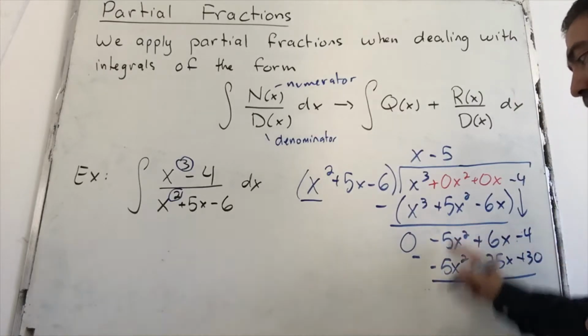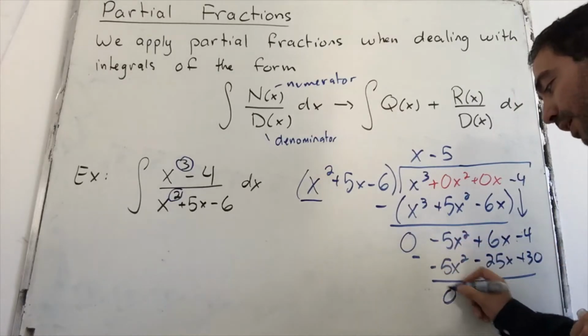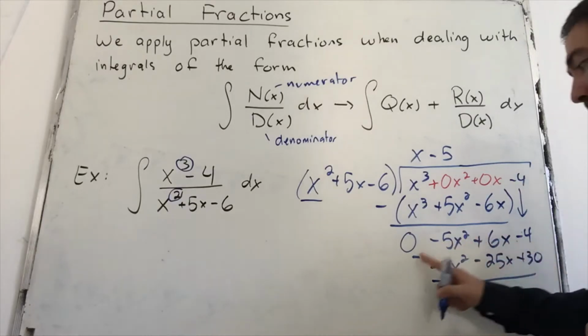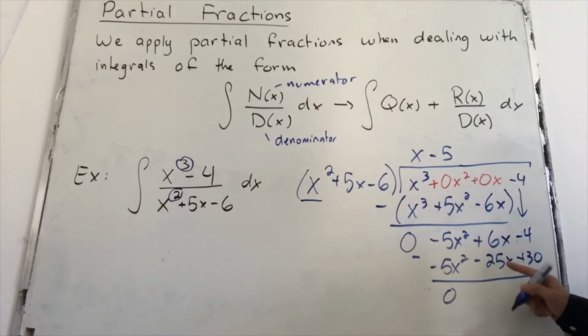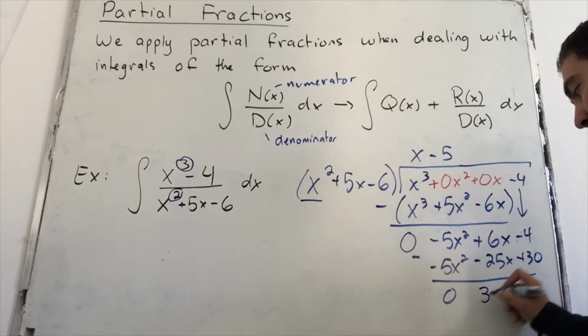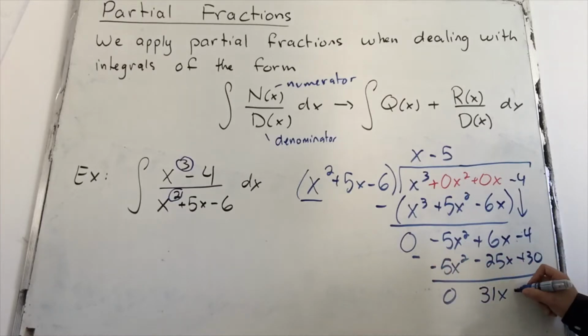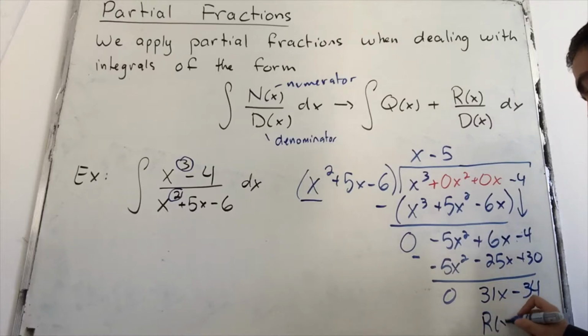Subtracting over here, the negative 5x squared is cancelled to get a 0, as expected. If not, we made a mistake. And now it's 6x minus negative 25x, which is the same as 6x plus 25x, which gives us 31x. And then minus 4 minus positive 30 is negative 34. Okay, this is our remainder, r of x.